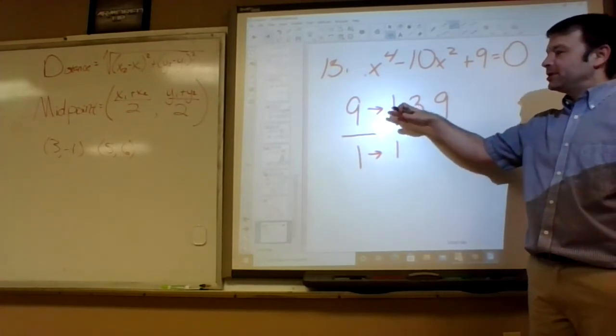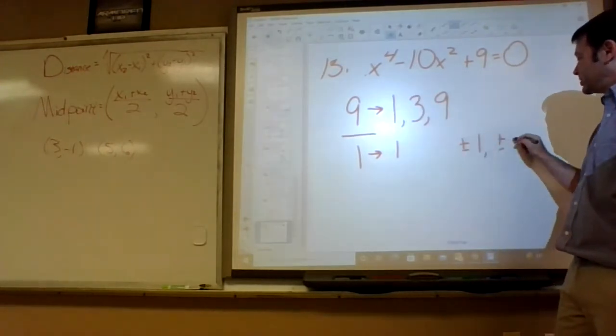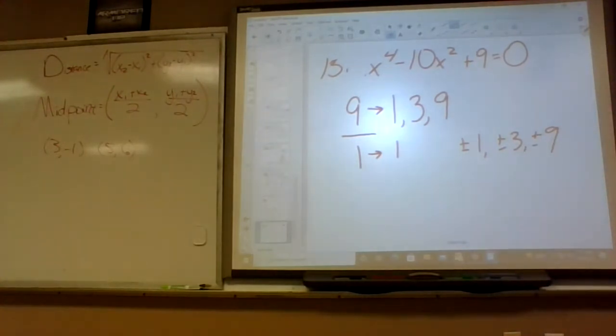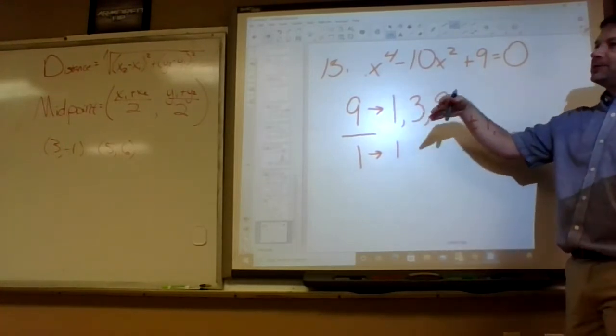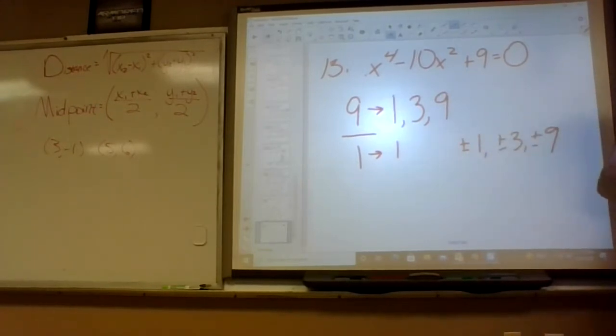But also, these could have been positive or negative, so plus or minus 1, plus or minus 3, plus or minus 9. We've done this before, I remember. Oh yeah, we did in number 2. What happens if one of the coefficients is negative? Does it affect it? It doesn't matter. All these can be positive or negative, because factors of a negative could be a negative times a positive.